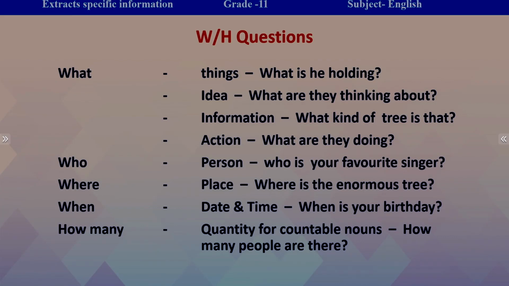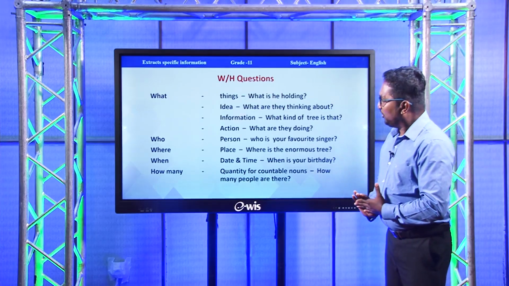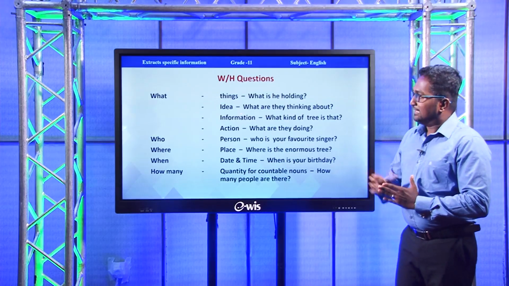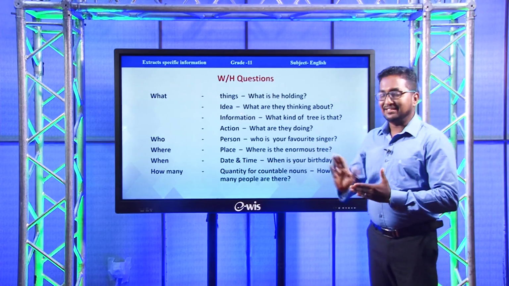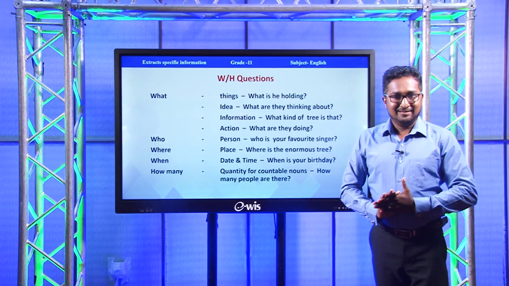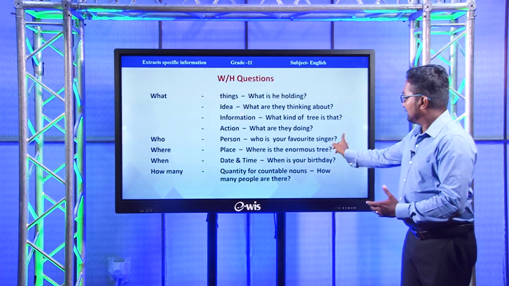The next question word, when. When refers to a date and time. When is your birthday? Next, how many? How many refers to a quantity for countable nouns. How many people are there? How many members are there in your family? We are talking about the number. Okay, my dear children, there are some more, but in today's lesson, I am going to focus only on these 5 words. With that understanding, we will move to the next activity.